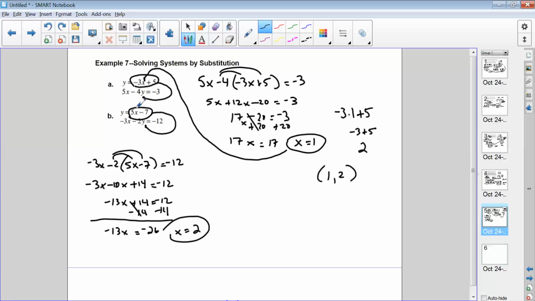And since I know this first equation was y equals 5 times 2 minus 7, it's going to be 10 minus 7, or y is equal to 3. So my ordered pair would be 2, 3. This is using substitution. It's nice when you already know what a variable equals, you can substitute into the other equation.